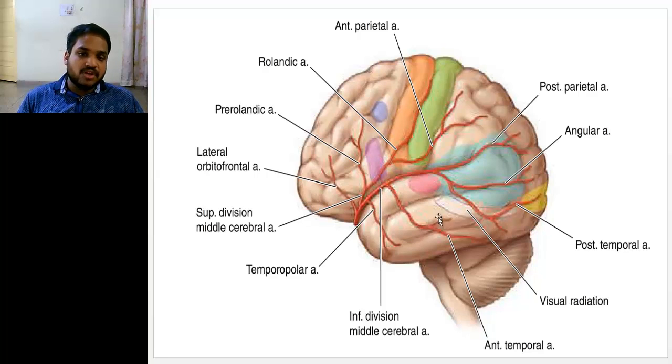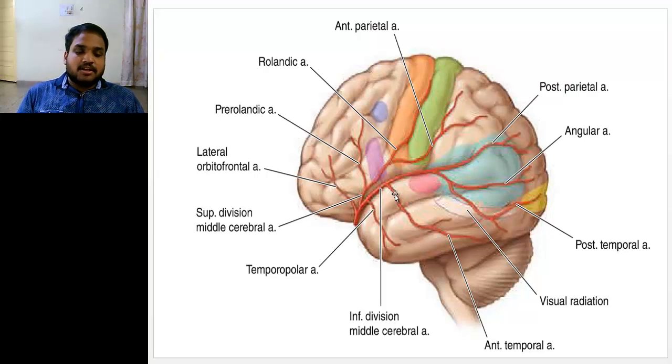Now what if the inferior division is involved? It supplies Wernicke's area, right? So Wernicke's aphasia would be there if it is the dominant hemisphere, but there will be no weakness. Why? The superior division is intact, only the inferior division is affected. And if it is the non-dominant hemisphere, instead of Wernicke's aphasia there would be hemineglect, without weakness, because again the motor area is supplied by the superior division, and it is the inferior division that is blocked. So these are the symptoms of superior division and inferior division blockade. These are the partial MCA syndromes.